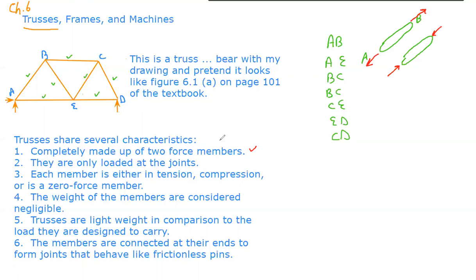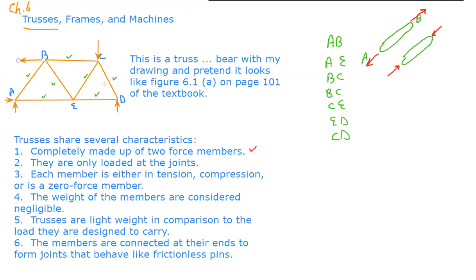Trusses are only loaded at the joints. They're only loaded at the joints. So if I was looking in here, for example, in some of the problems we might work, you might see a force at C. You might see a force also at B.